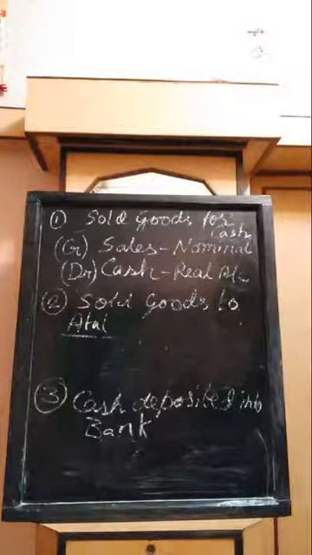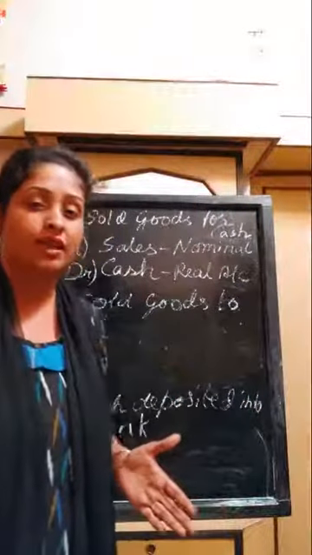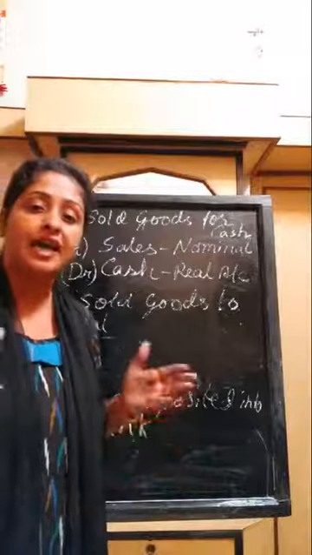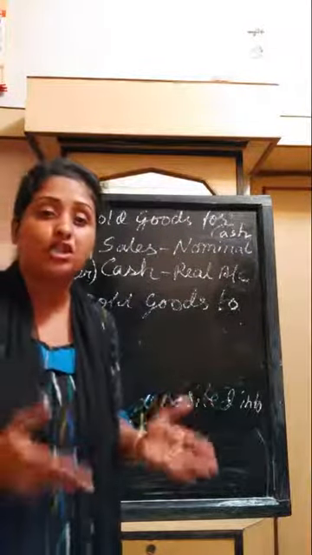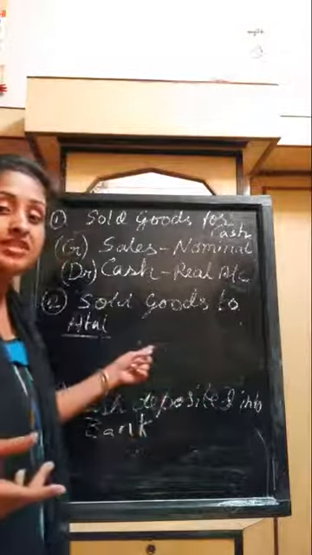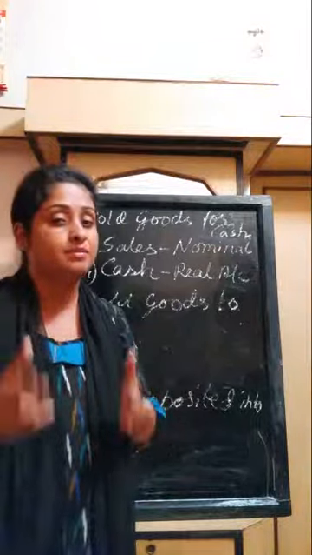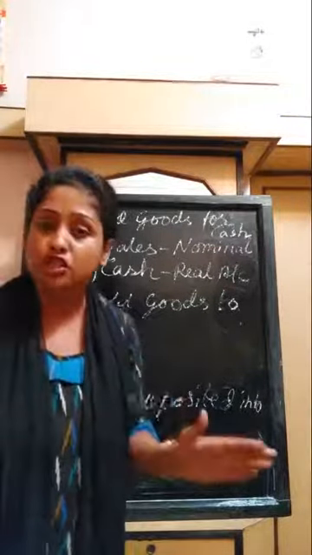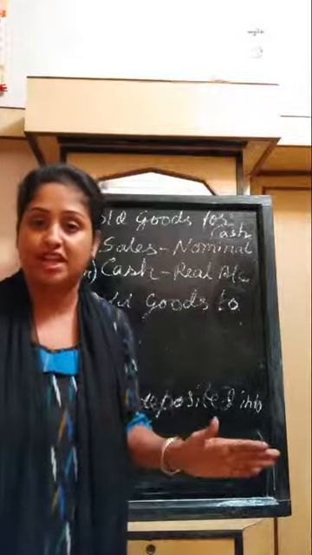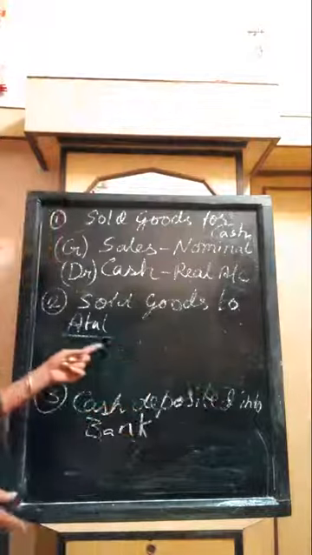Please try to understand the difference between cash transaction and credit transaction. In case of a cash transaction, directly you will be given that sold goods for cash or purchased goods for cash. But this is a credit transaction. That's why the name of the party is mentioned. Sold goods to Atul means goods are not sold for cash. This is not a cash transaction, but a credit transaction. That's why the party's name is mentioned.